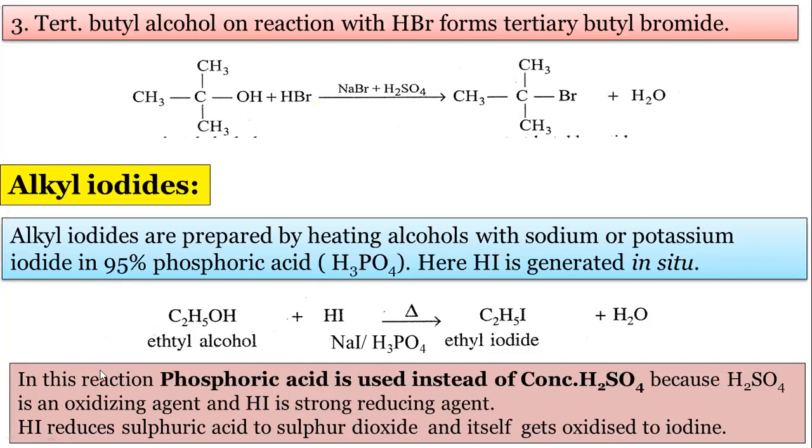This question can be asked for the board exam, remember. Note this question: for the preparation of alkyl iodides, why is H3PO4 or phosphoric acid used instead of concentrated H2SO4? So we have to write this answer here: HI is a strong reducing agent and H2SO4 is an oxidizing agent. HI will reduce the sulfuric acid to sulfur dioxide and itself gets oxidized to iodine.